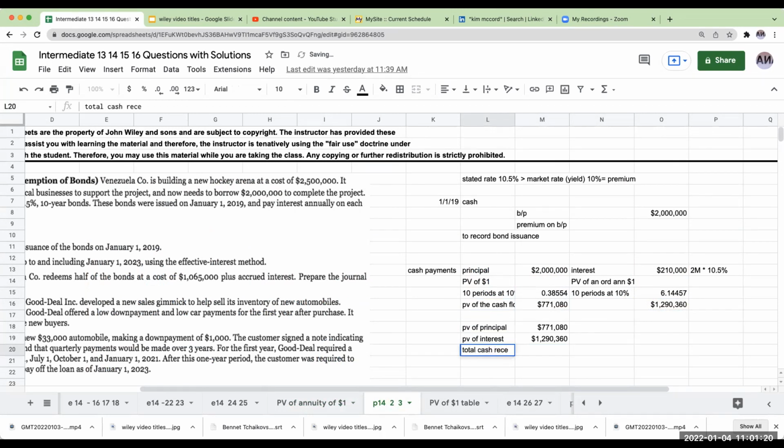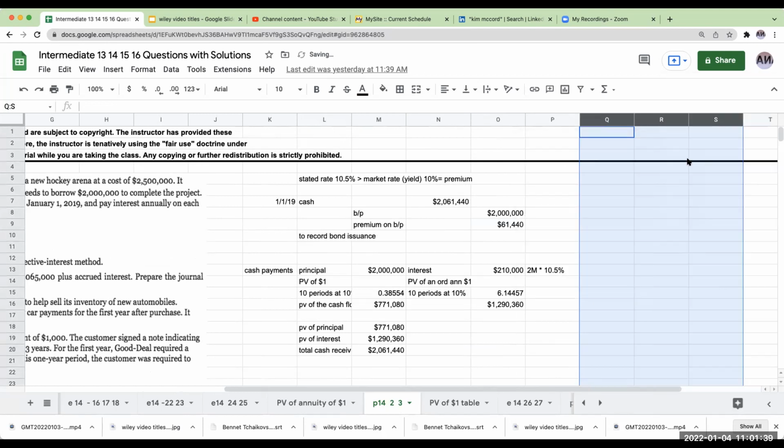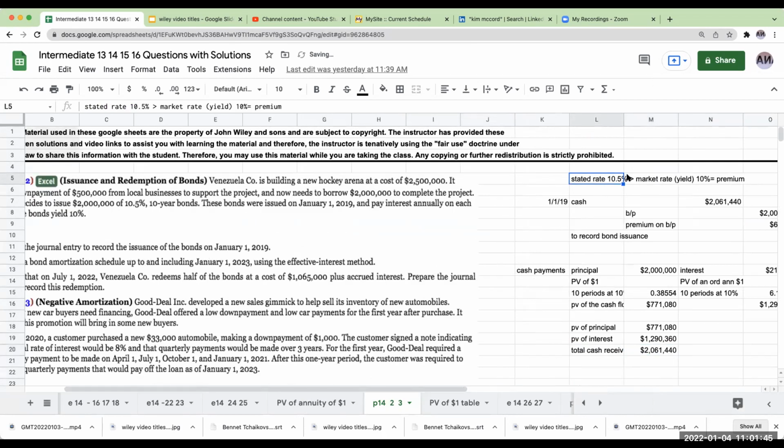My total cash received is going to be $2,061,440. So right over here, I've got $2,061,440. And then my premium on bond payable is $61,440. Okay. So again, if my proceeds were less, I'd probably have done something wrong because my stated rate is higher than the market rate, and therefore the cash proceeds need to be higher.